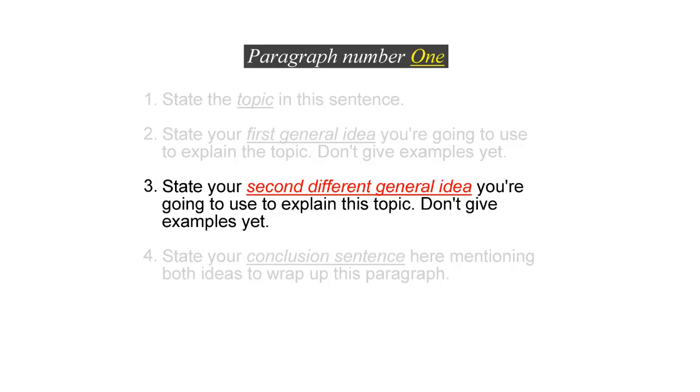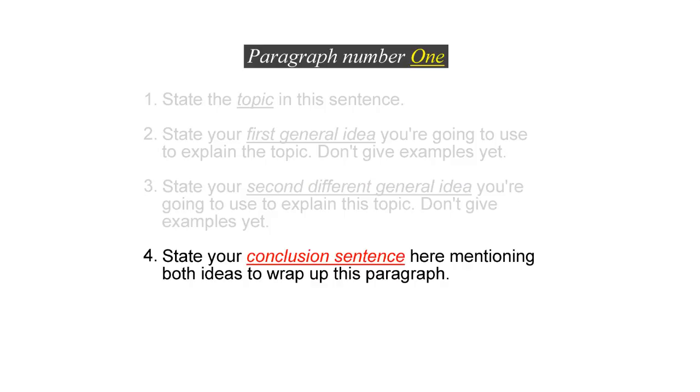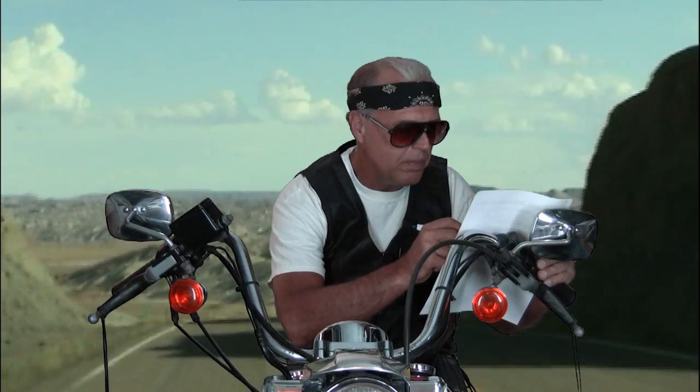In the next sentence, you're going to have to come up with a second different idea to use to explain, defend, or describe this topic, depending on the type of topic it is. Now, each paragraph has to have a conclusion sentence to it, and in this one, you'll simply mention both ideas together here to let the reader know you're finished with the paragraph. Let's start filling in this paragraph before we move on to the next one. Irving, how would you state the topic sentence in this paragraph?